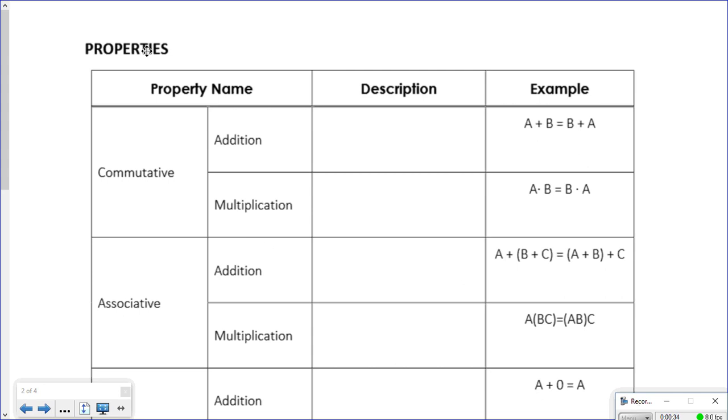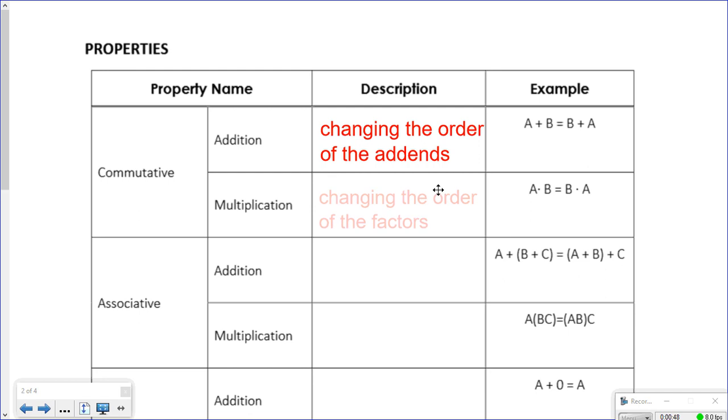The commutative property we learned before. It is when we are changing the order of things over addition and over multiplication. Addends are just the things that are being added, and we can also change the order of the factors, things that are being multiplied together. Some examples: we can say that A plus B is the same thing as B plus A. It would give you the same answer.